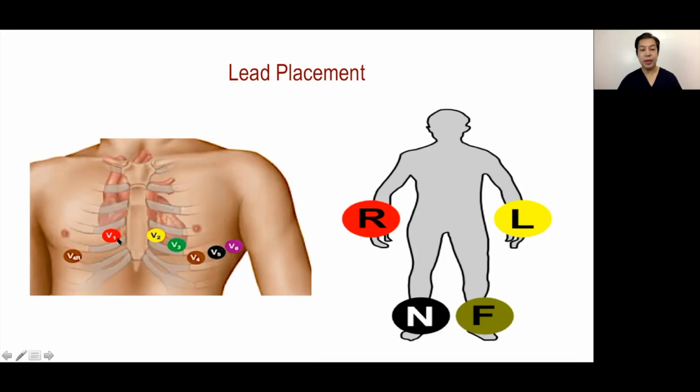Of course, V1 will be in the 4th intercostal space, as will V2, but V1 is on the right of the sternum. V2 would be on the left parasternal area. V4 will be on the 5th intercostal space, as will V5 and V6, but V4 would be in the mid-clavicular line, V5 would be the anterior axillary line, and V6 would be on the mid-axillary line. So you need to appreciate that V6 should be placed well lateral into the mid-axillary line. Now, V3 will be somewhere between V2 and V4.